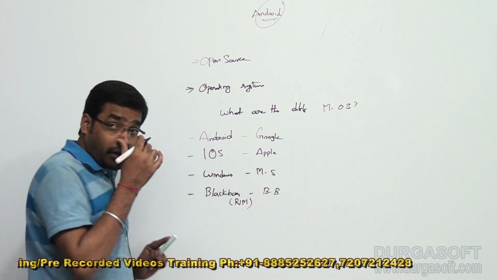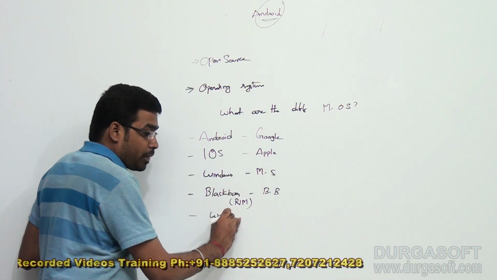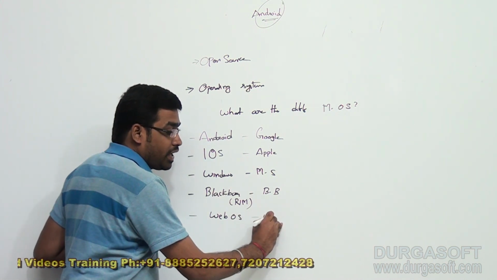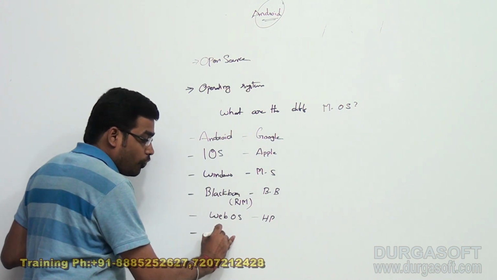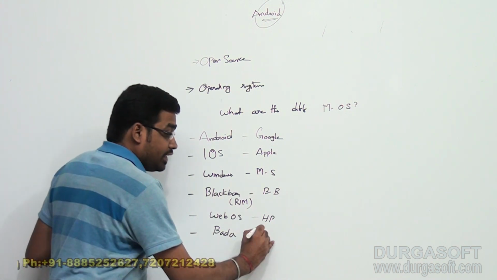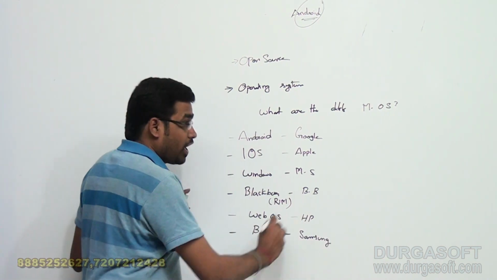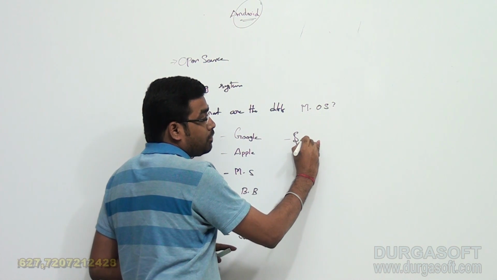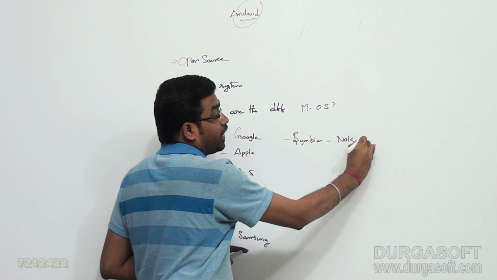Research in Motion, RIM. We have one more mobile operating system, that is WebOS, led by Hewlett Packard, HP. We have one more mobile operating system, that is Bada, led by Samsung. We have one more mobile operating system, that is Symbian, led by Nokia.